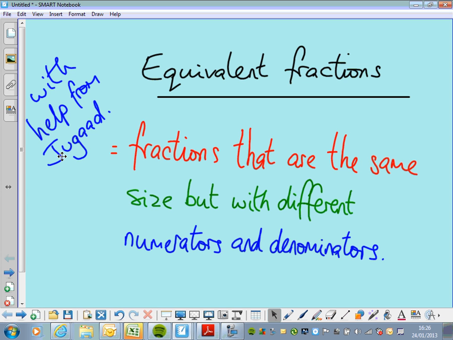What are equivalent fractions, you're asking yourself? The answer is, it says here, equivalent fractions are fractions that are the same size, but with different numerators and denominators. Let's show you a picture to show you what we mean when we talk about equivalent fractions.